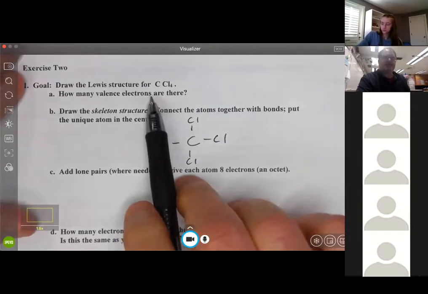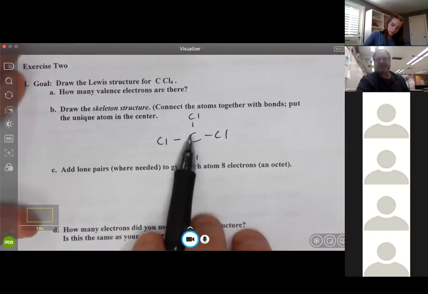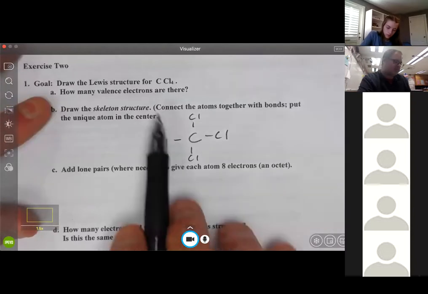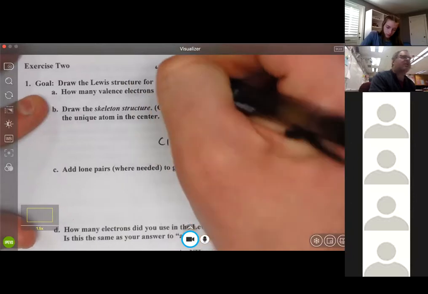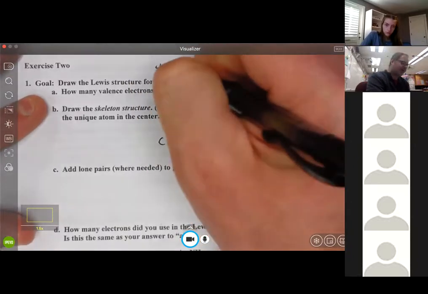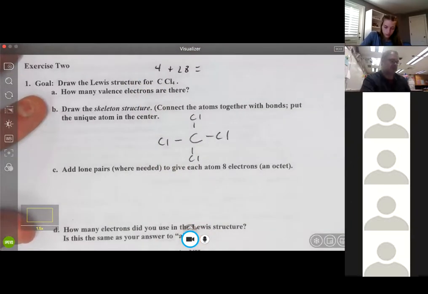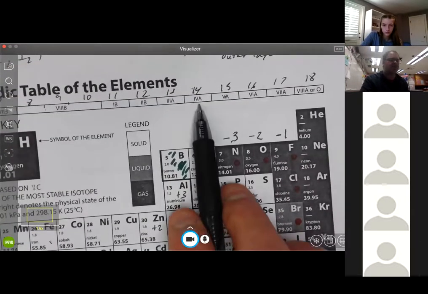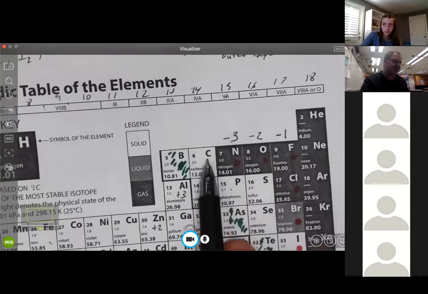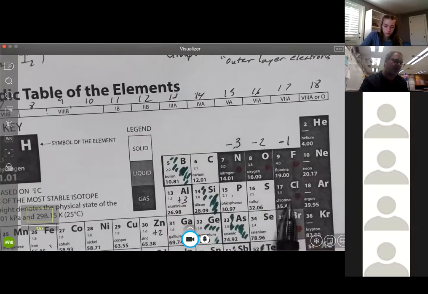This is what we call the skeletal structure. It's just the basic setup. So I'm going to go ahead and there are 4 for carbon plus 4 times 7, which is 28 for the chlorine. Again, if you don't know where I'm getting that, I'm just looking at a periodic table. There's no other way other than memorization to do this if I'm not willing to look at the periodic table. And chlorine is 7.